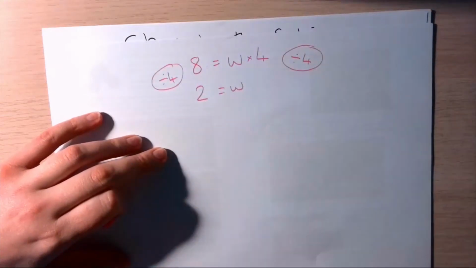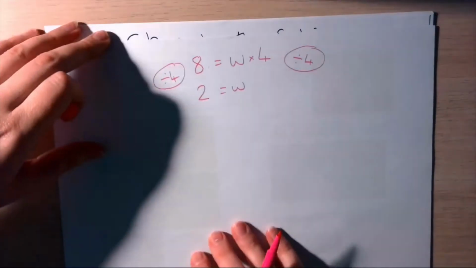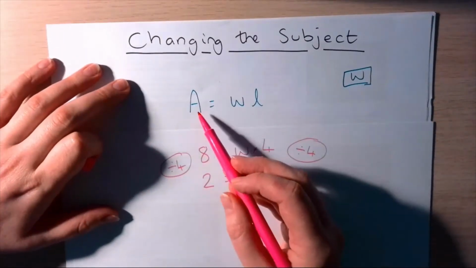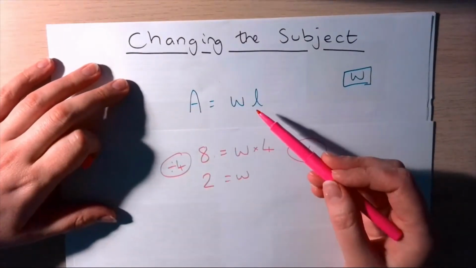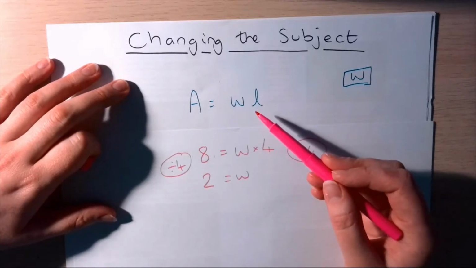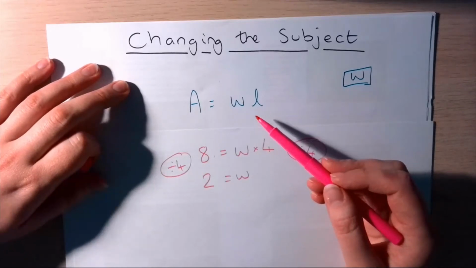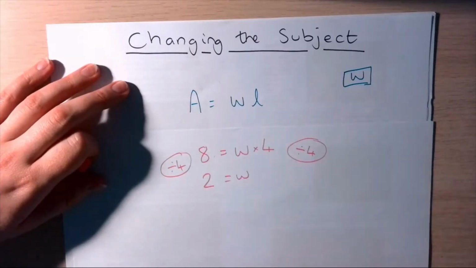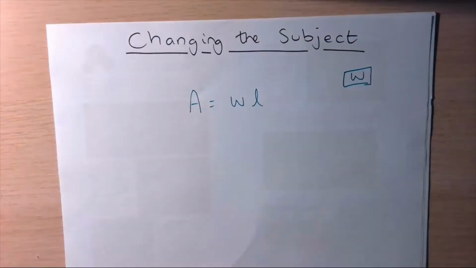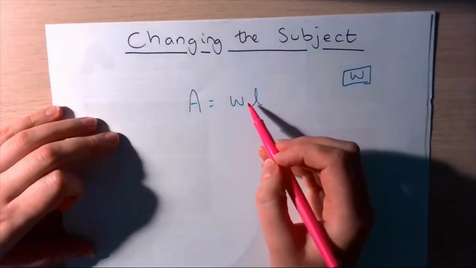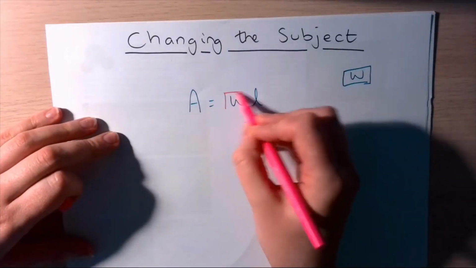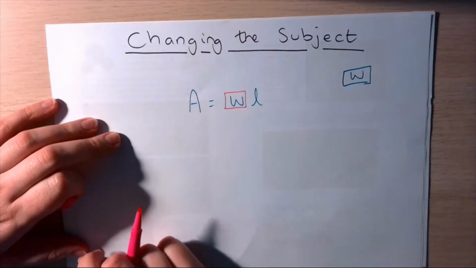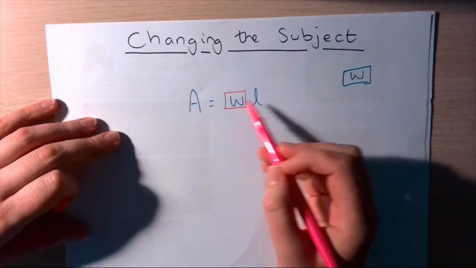Okay, and that is exactly what we're going to do here. But the only difference is we don't know the numbers. So instead of dividing by 4, I'm going to have to divide by L. And that's okay. We're essentially writing down what we're going to do when we know what the numbers are. Okay, so let's have a look. We want to get the W on its own, that's our purpose. So highlight it or put a colourful box around it just to remind you that's the one you're working with. And what do I do to get rid of it?